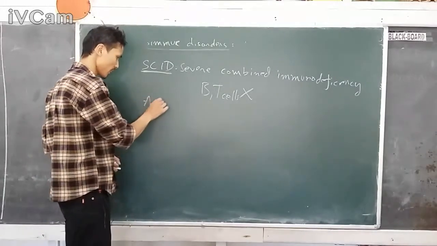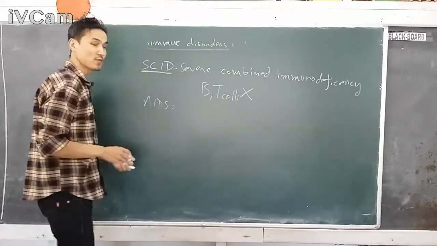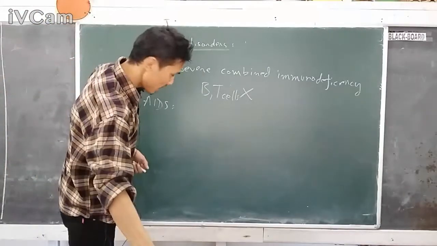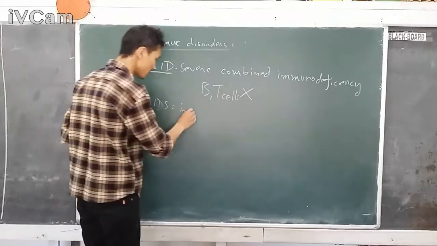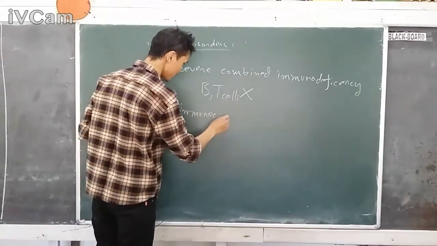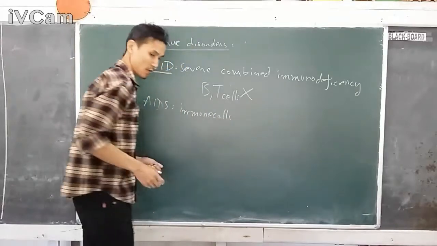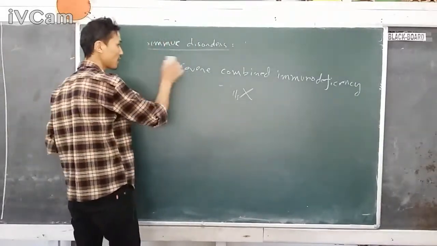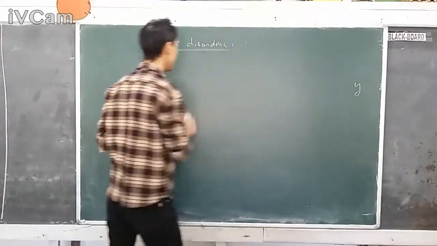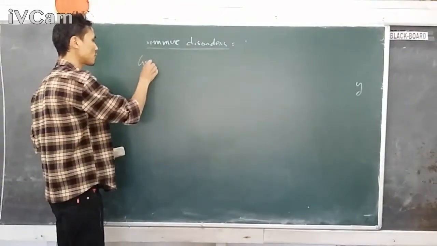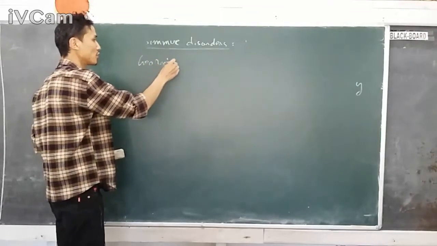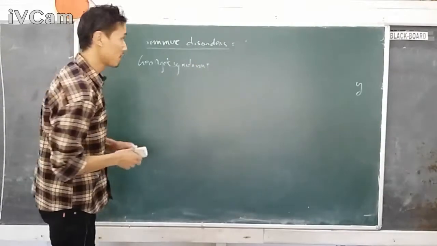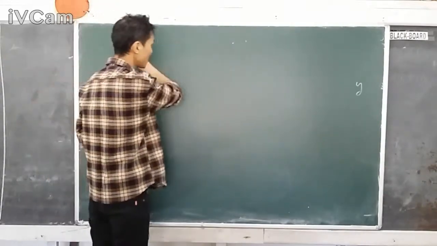Another one is AIDS, which stands for acquired immunodeficiency syndrome. It is caused by a virus, and in this case again the immune cells become very weak. They do not fight off the diseases. And another immune disorder is DiGeorge syndrome. Again, in this case the B cells are not functional. So these are the immune disorders.